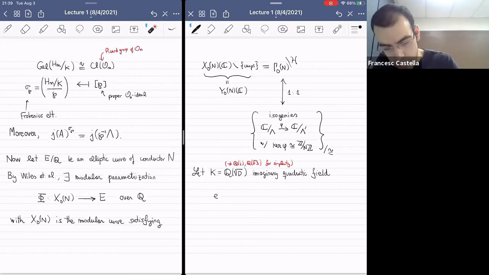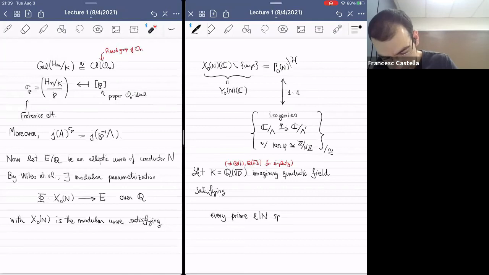So this imaginary quadratic field will be chosen to satisfy the so-called Heegner hypothesis relative to the conductor n, satisfying this hypothesis that every prime l dividing n splits in K.